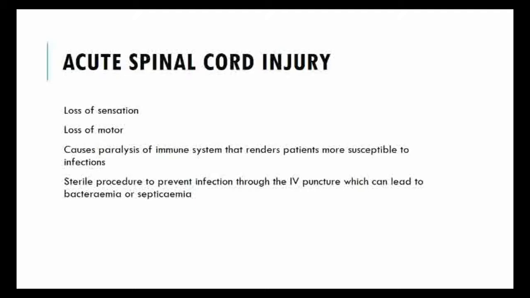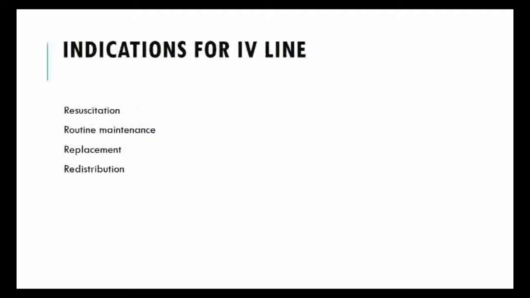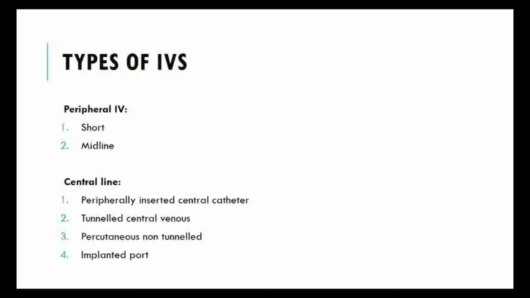This is the reason why acute spinal cord injury patients need a sterile procedure when inserting an IV compared to other patients. This is to prevent any bacteremia or septicemia that might occur. The more common indications for an IV line include resuscitation. This would be in any emergency situation or trauma center. There's also maintenance for the patients that are around your ward, and there's also replacement of fluids in a patient, a burns victim, or any other patient that has happened to lose a lot of it. There are numerous types of IVs, but for the purpose of this video, we're only looking at peripheral IV insertion.